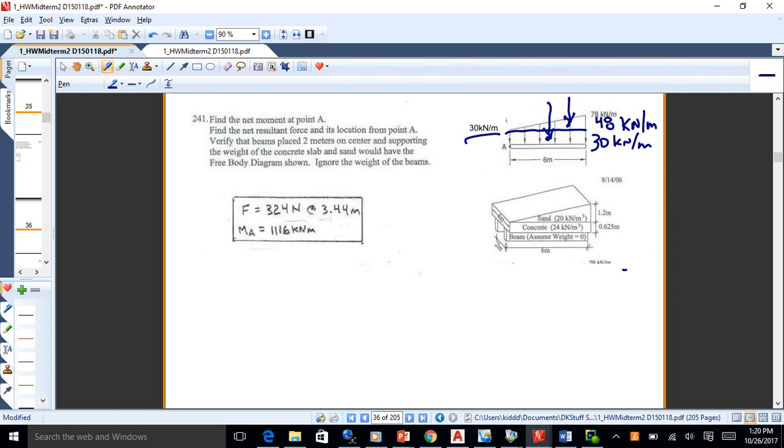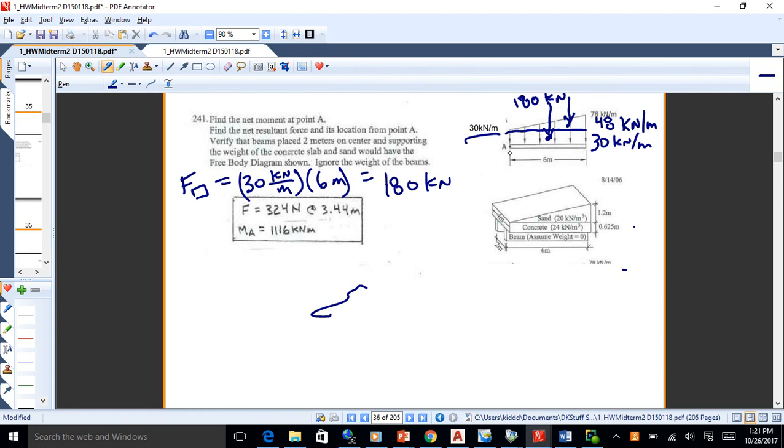So for instance, for the rectangle, the force for the rectangle, what that is 30 kilonewtons per meter. And then that base is 6 meters. So when you multiply that out, you'll get 180 kilonewtons. Okay, so that's going to go right there.